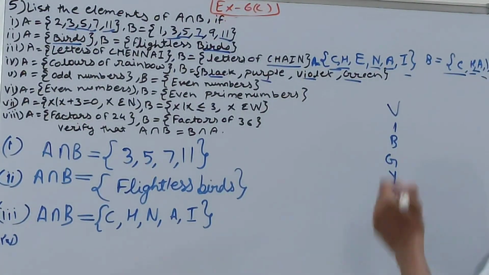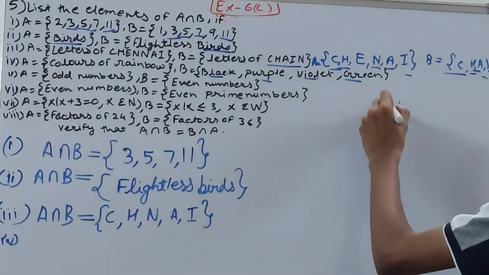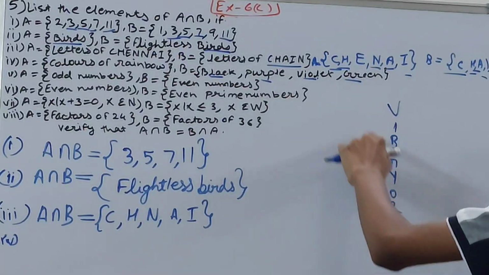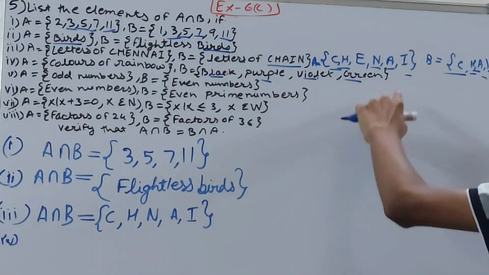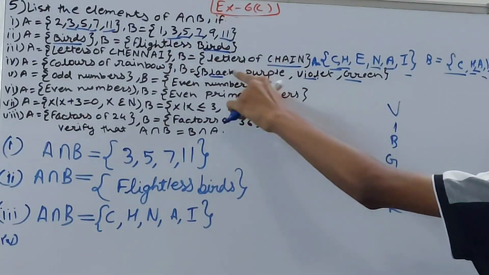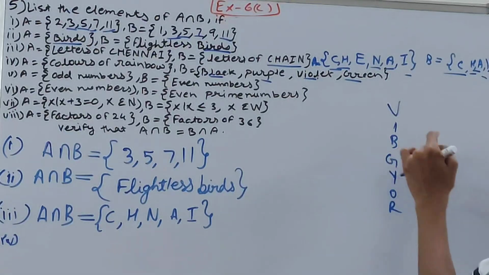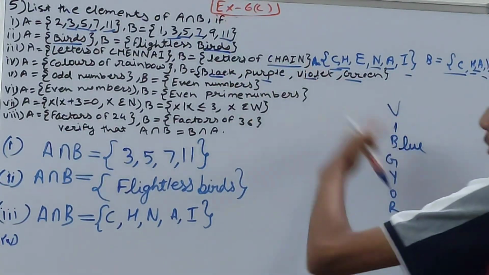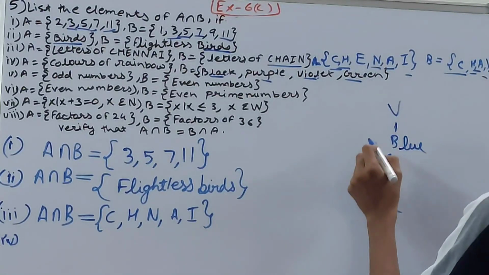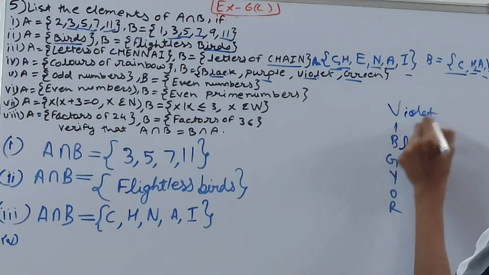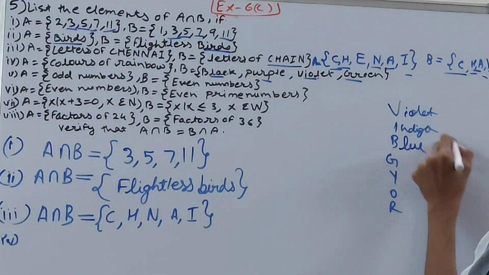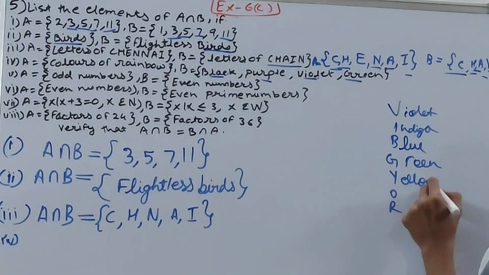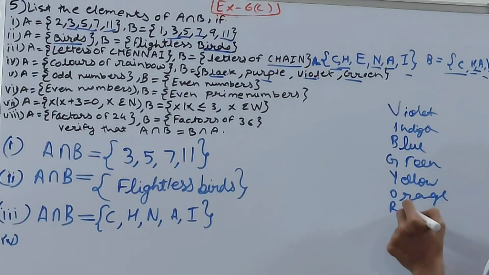Now look, violet is common, V is common, G, green is common. Okay, purple is not common, and B, but here this B stands for blue. Okay, and here it is black, so it is not common. Okay, only elements which are common, I'll write it down: violet, indigo, blue, green, yellow, orange, and red.